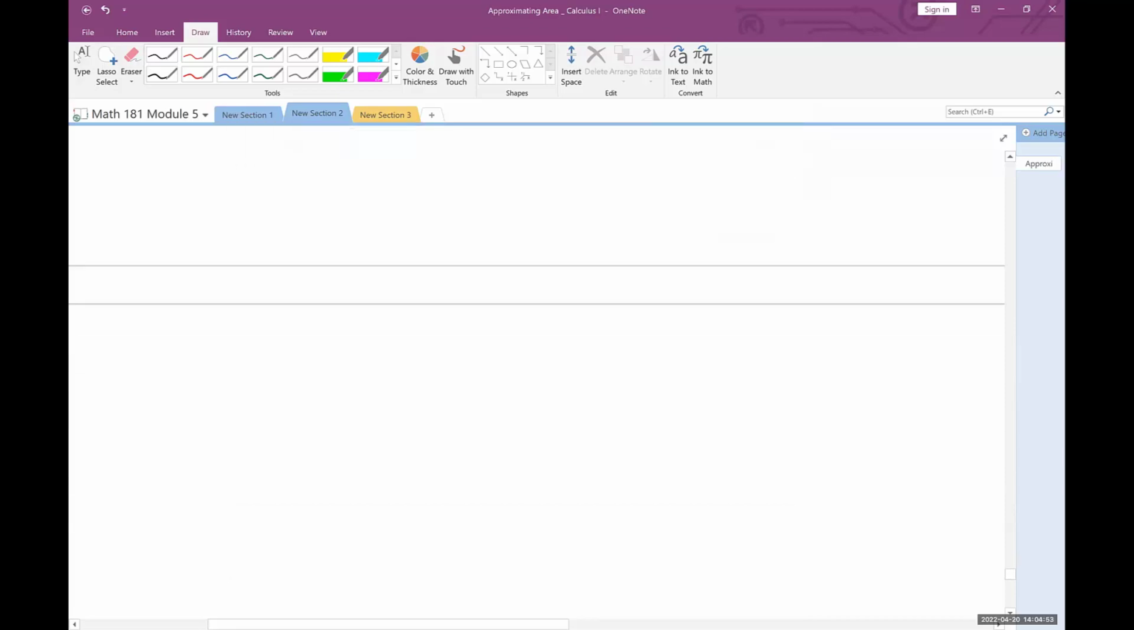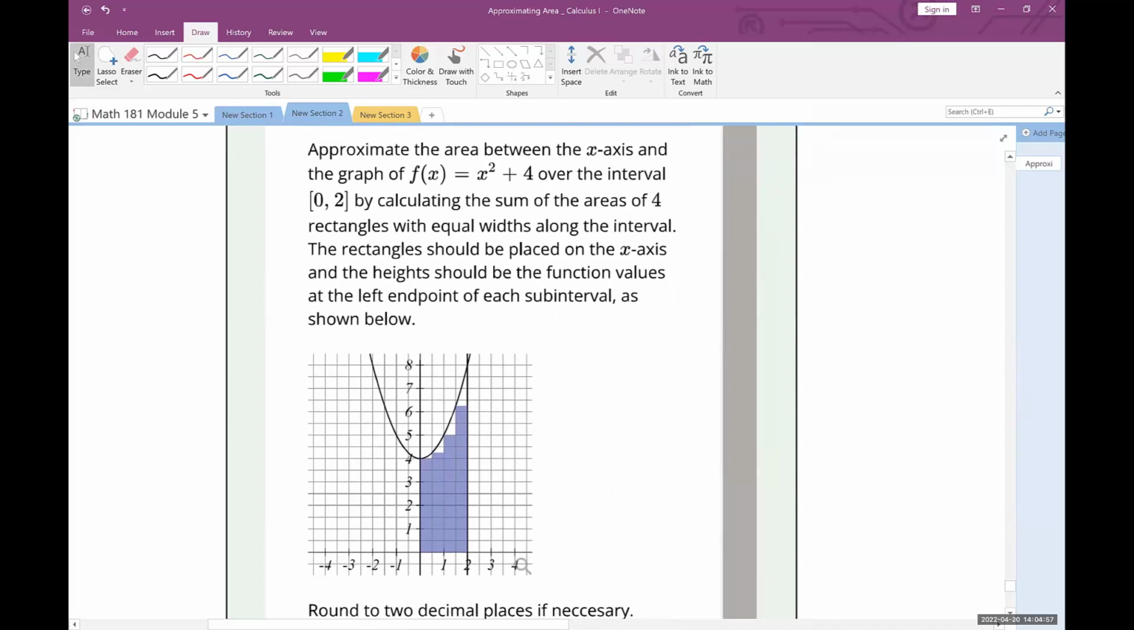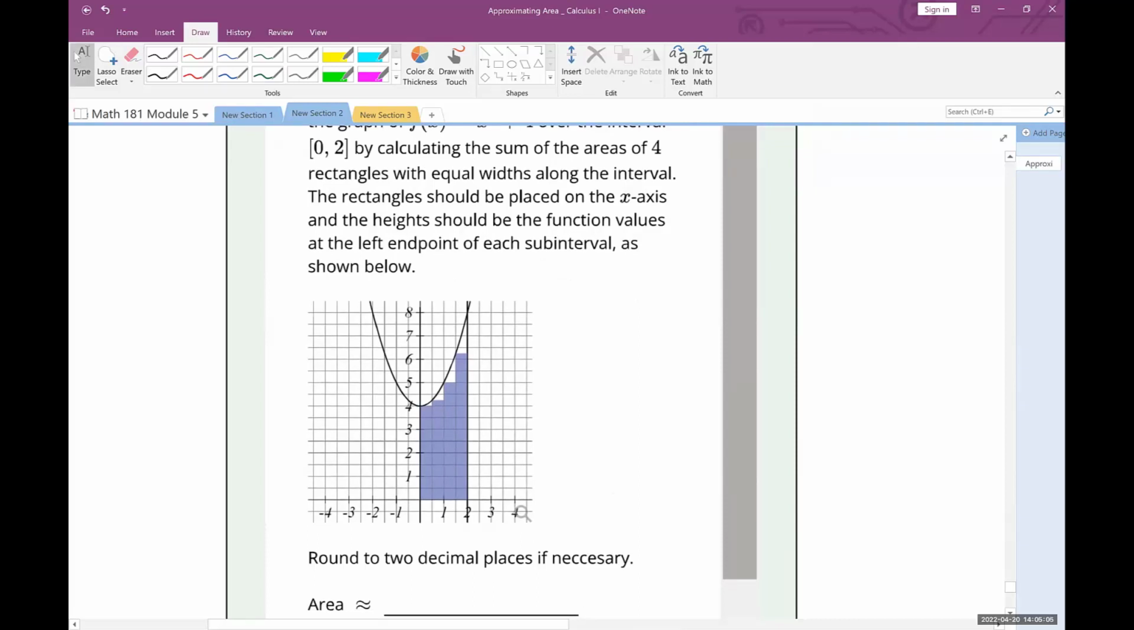Okay, so we're going to do one more here, and it says approximate the area between the x-axis and the graph f of x equals x squared plus 4 over the interval from 0 to 2. So what would our delta x be in this case? It's going from 0 to 2. There are 4 intervals. What's that? 2 minus 0 over 4, which is 1/2, or 0.5 is fine.